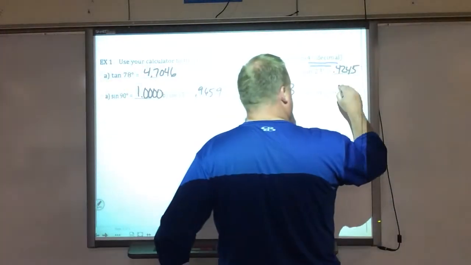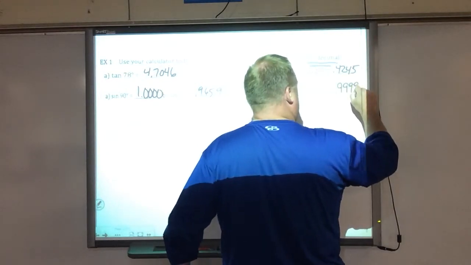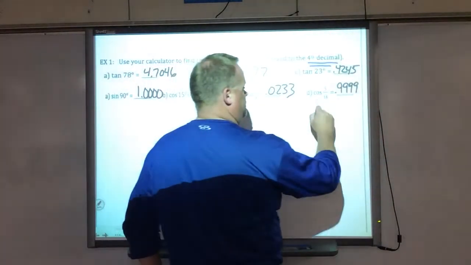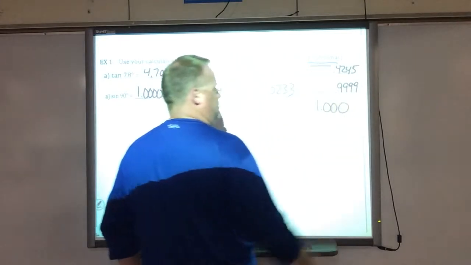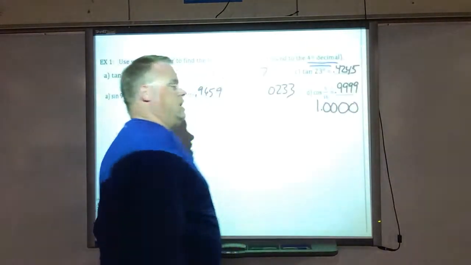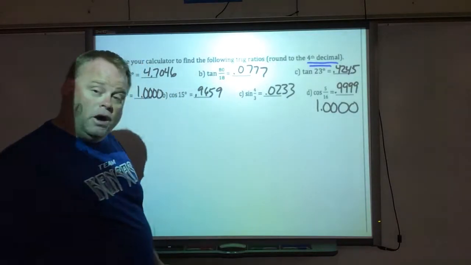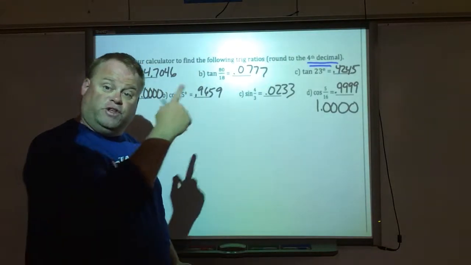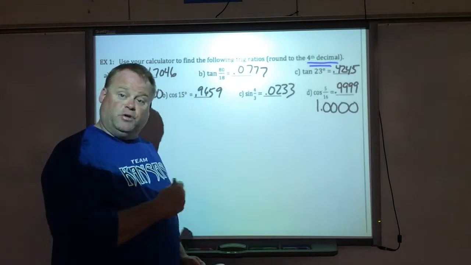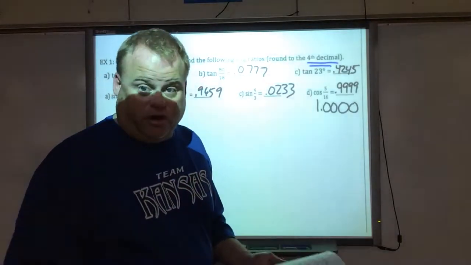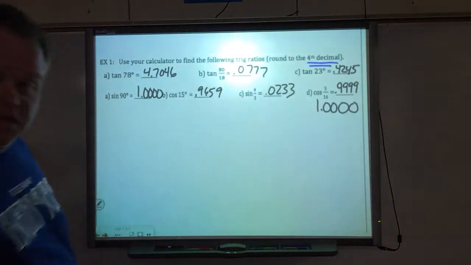And cosine of 5/16. Well, you're going to get this. What does that end up being? 0.9999 rounded up, right? It should be 1.0. All right. Hopefully you did this along with me. Know how to do it. Easy enough, right? Putting it in the calculator. All right. Let's move it on.